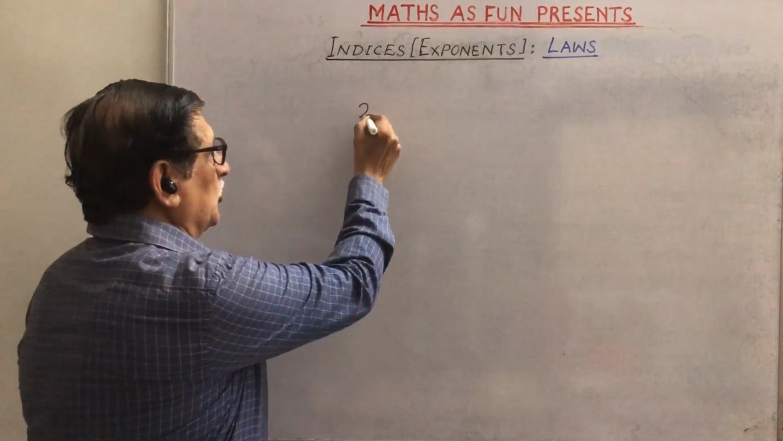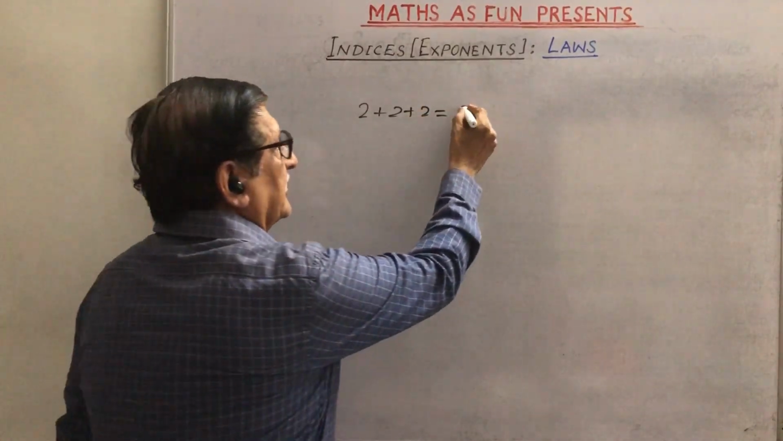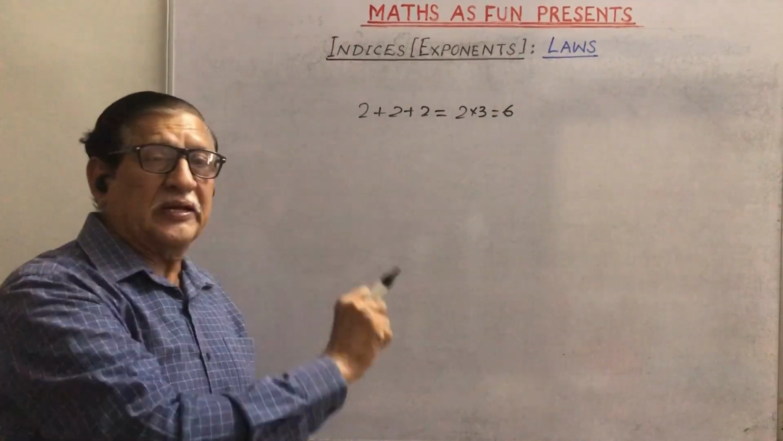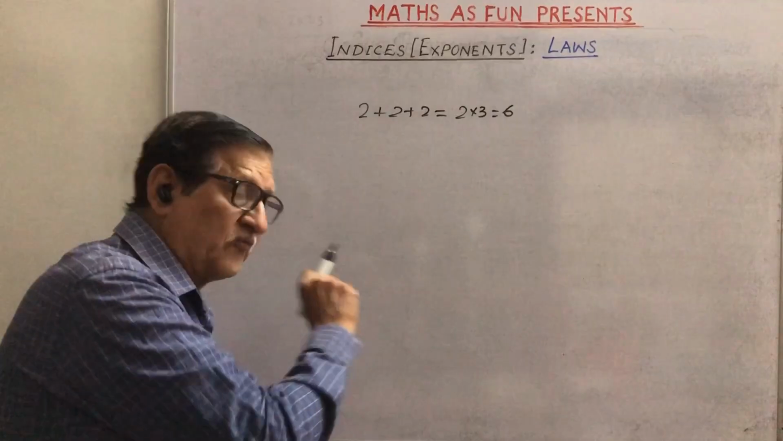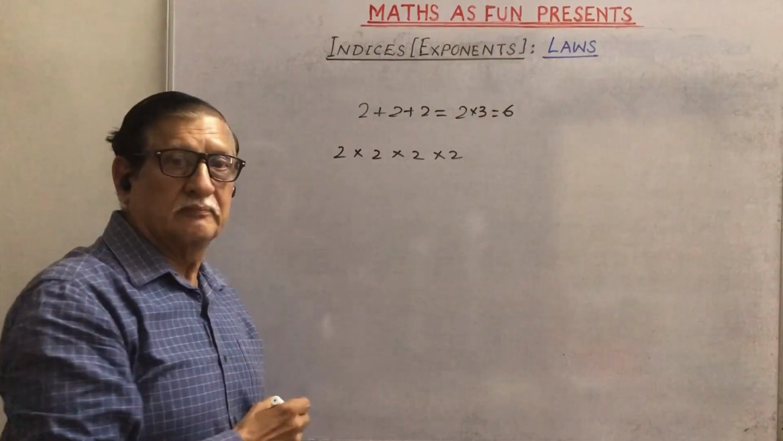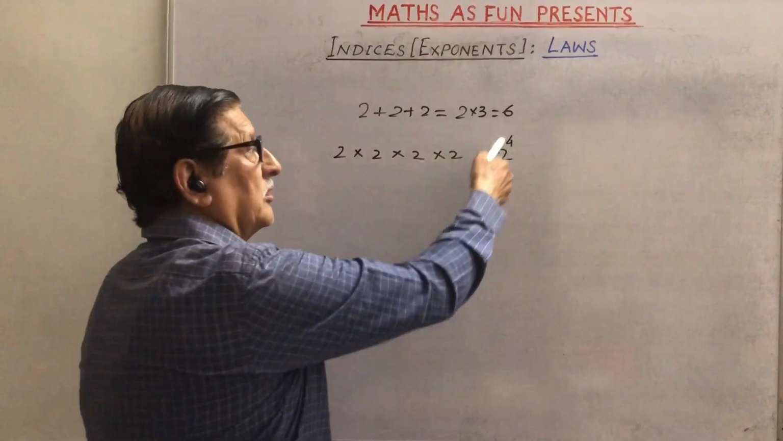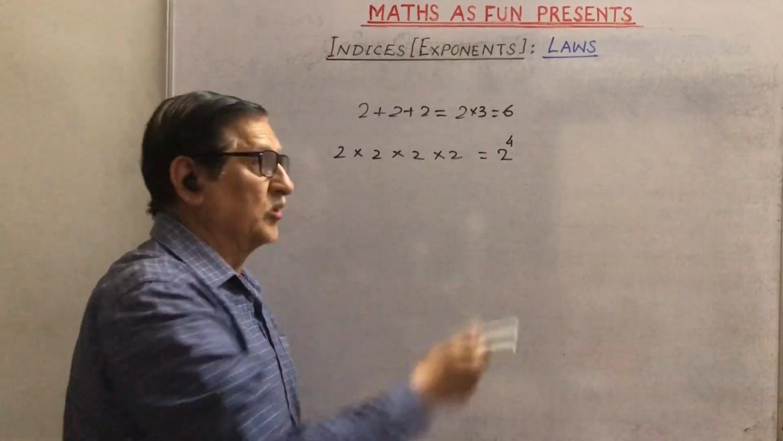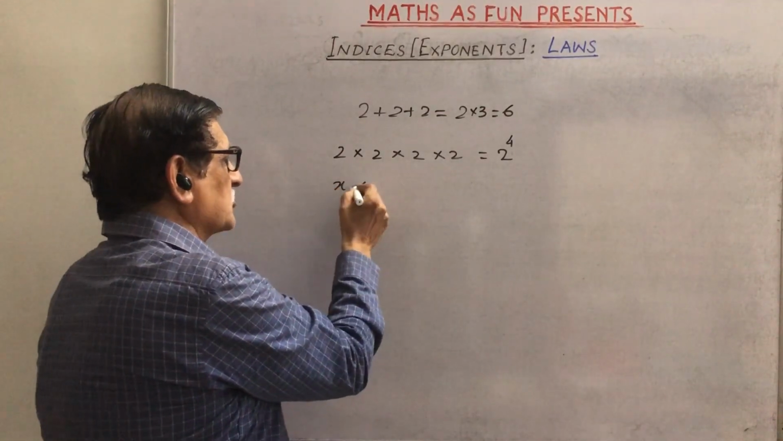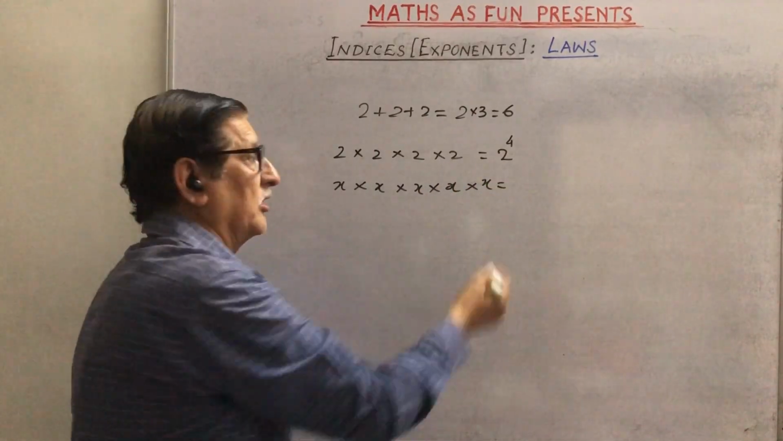Like if we are adding 2 to itself 3 times, we call it 2 into 3, or we call it 6. But if we multiply the same number to itself a number of times, like we are multiplying 2 to itself 4 times, then we say it is 2 power 4, or index of 2 is 4, or the exponent of 2 is 4. Similarly, if we multiply x to itself 5 times, we call it x power 5.